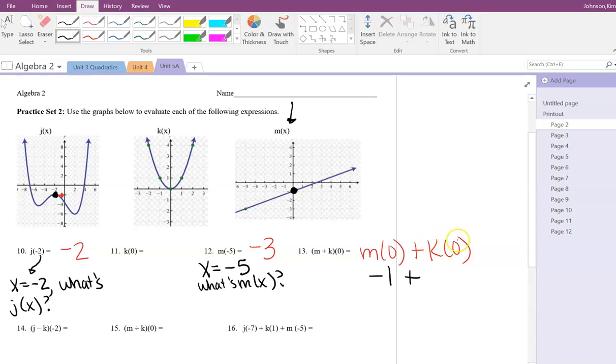Plus, I want to go find k of 0. So I go to the k graph, k of x graph. When x is 0, this is where I happen to meet my function. So when x is 0, y also happens to be 0. So m of 0 plus k of 0 is -1 plus 0, which is just -1.